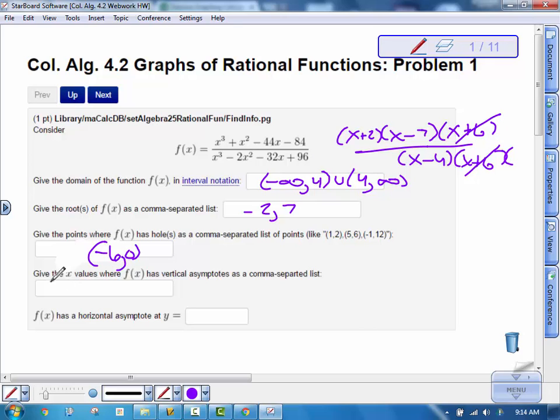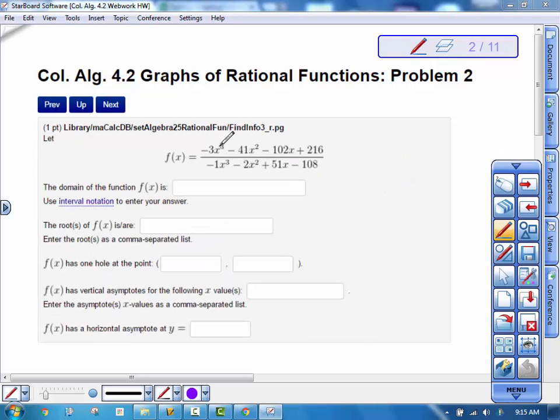Okay, the next question, give the x values where the function has vertical asymptotes. Once again, vertical asymptotes are where the bottom is 0. And we know the bottom is 0, not at the hole, but at the other 0, which would be 4. So I'll just put 4. And then we know the function has a horizontal asymptote at y equals. Now, horizontal asymptotes, when the degree is the same in the top and the bottom, is a ratio of the leading coefficients. That'd be y equals 1 in this case.